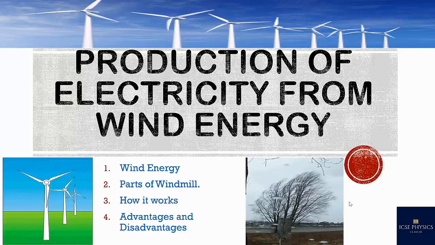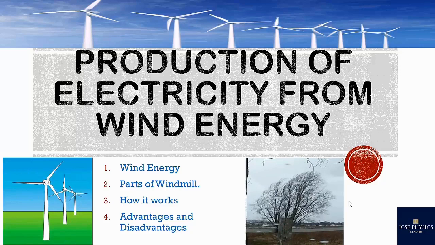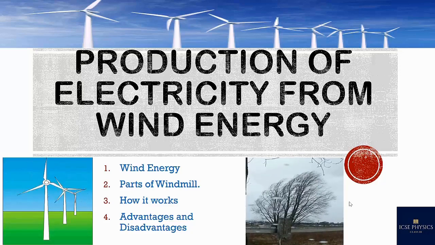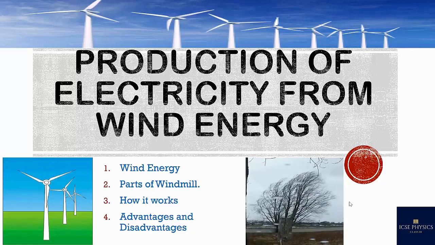Wind energy comes from the sun. Wind is air in motion. Wind is caused by convection currents in the earth's atmosphere driven by heat energy from the sun. This means as long as the sun shines, there will be wind. So it's an everlasting renewable source of energy.